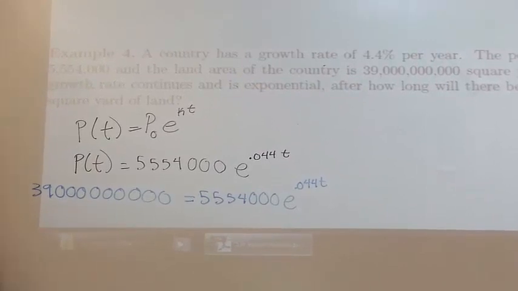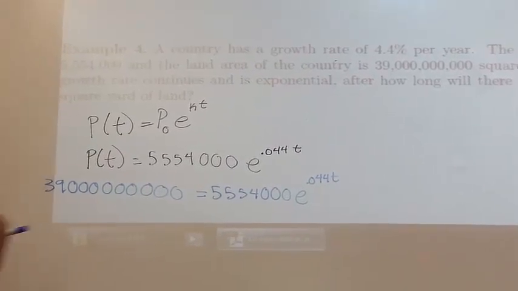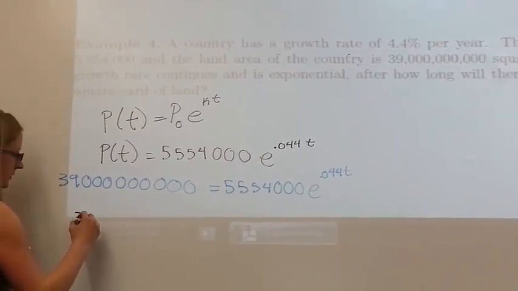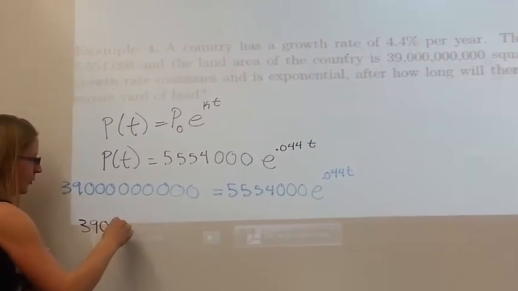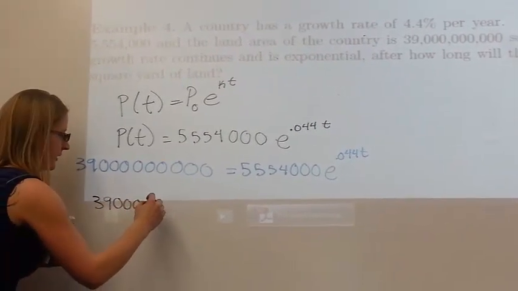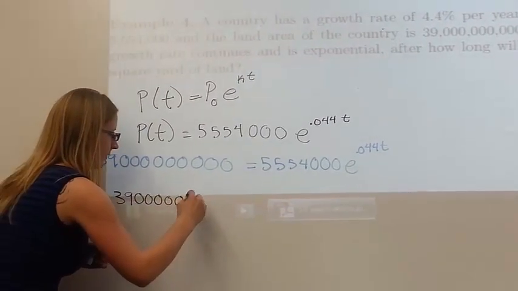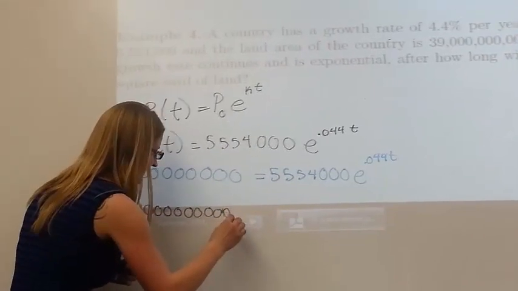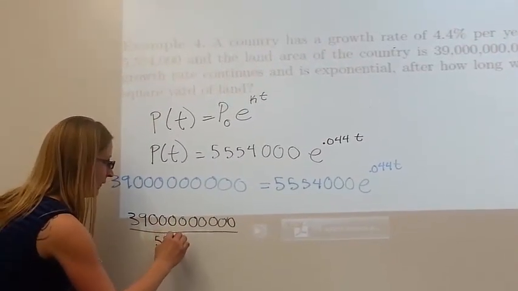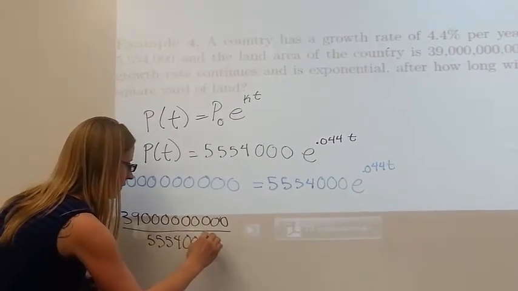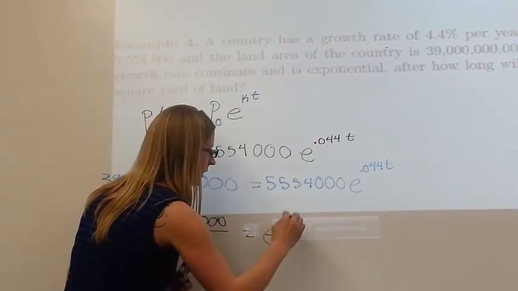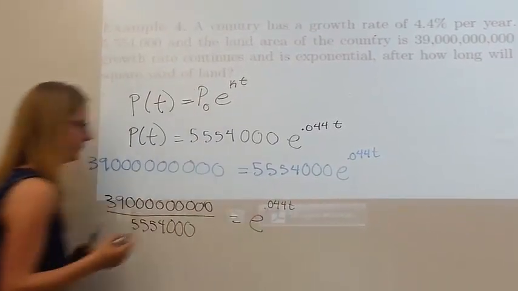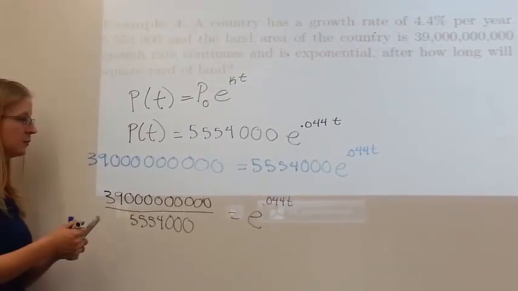So I need to get the e by itself so I can take ln of both sides. How do I get the e by itself? Divide by 5,554,000. It's really funny how we're really struggling with big numbers, don't we? So 39 with 1, 2, 3, 4, 5, 6, 7, 8, 9 zeros. Divided by 5,554 with 3 zeros equals e to the 0.044t. Right?